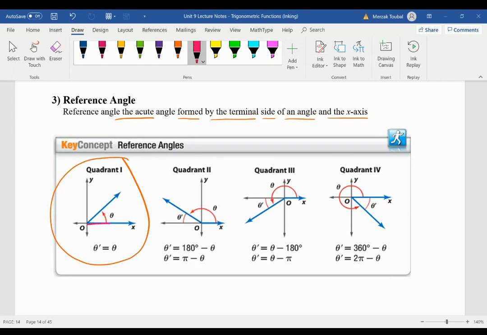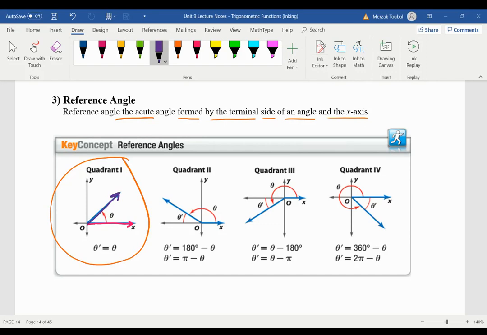The initial side is the x-axis. The terminal side is in quadrant 1 here. And the angle in between, obviously, is an acute angle because it's between 0 and 90 degrees. So the reference angle is the angle itself. This is a special case. The reference angle is the angle itself, and that happens only if the angle is in quadrant 1. Only if it's in quadrant 1.